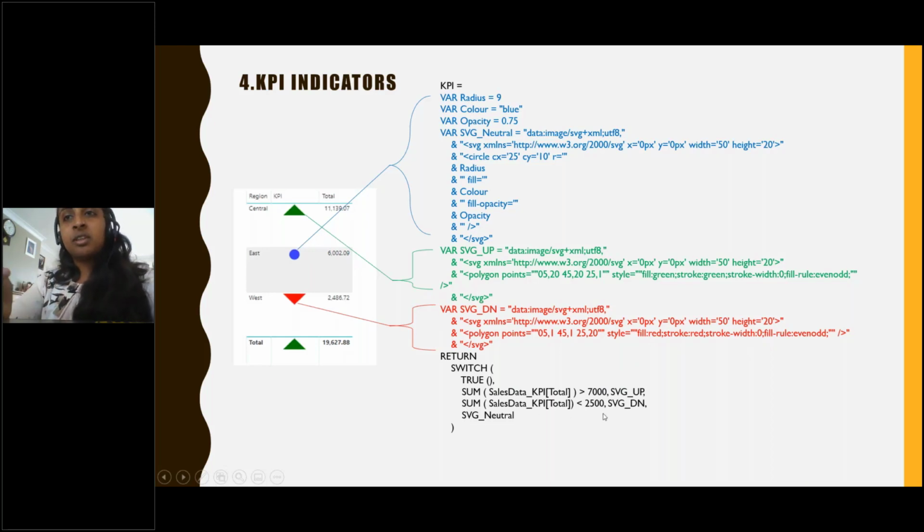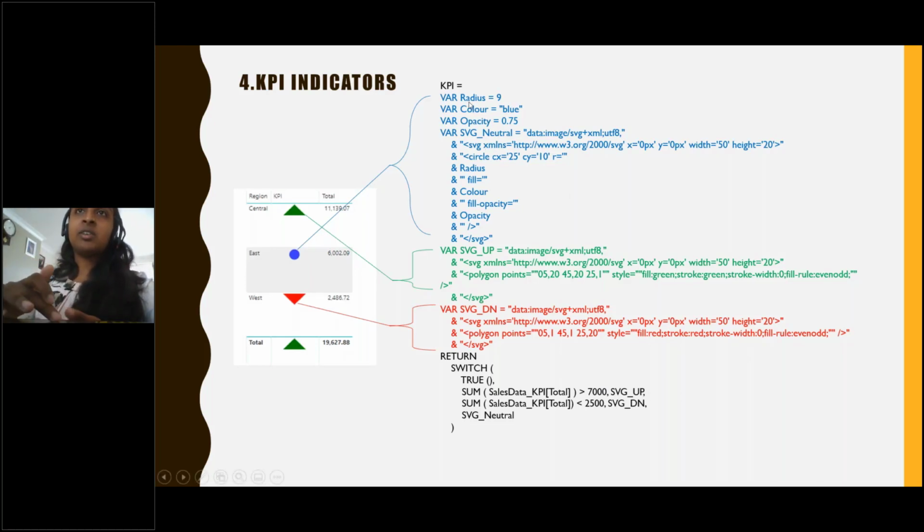If the sum is below 2,500, then show the SVG_down variable. And if not, then show SVG_neutral. Now, if we have a look at the actual variable set, the first one in blue is for this circle. We've set a few variables here for the radius, the color, the opacity, but the main one here is the variable for SVG_neutral. So actually you could change the size of this as well based on other bits within the data.